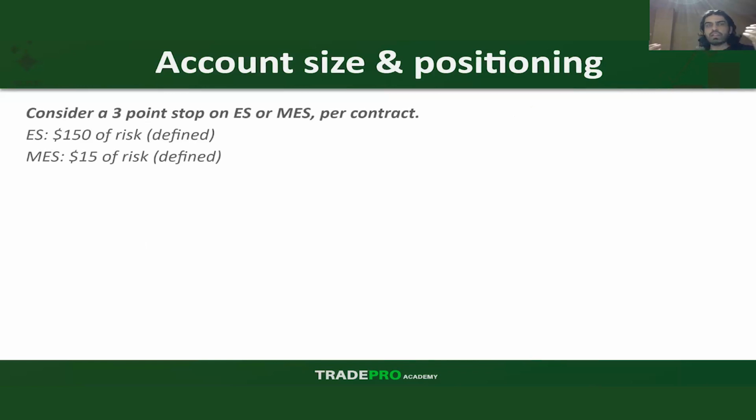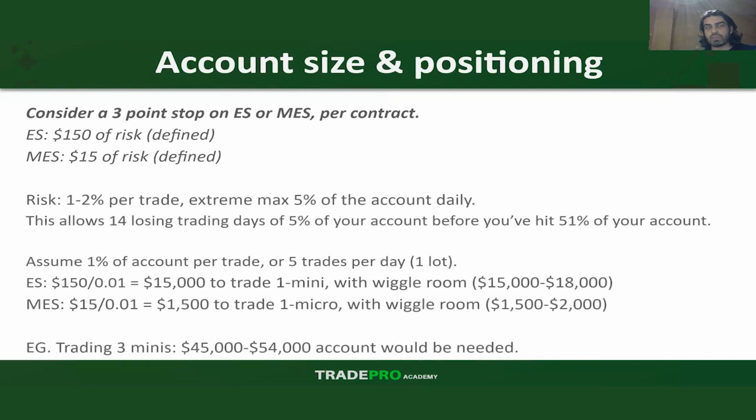Consider a general stop. My general stop is 3 points. Let's consider a 3-point stop on the S&P 500 E-minis or the micros, per contract. So ES, $150 per contract. The risk is defined risk. I'm not taking more than that, and I'm not taking less than that. I've defined it. So the MES is $15 in that same capacity.